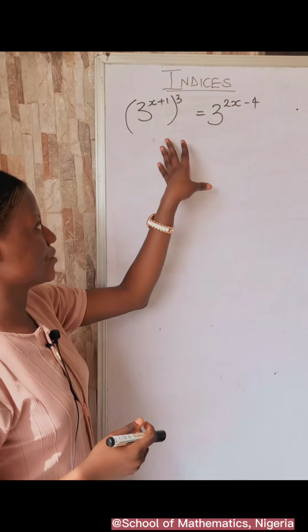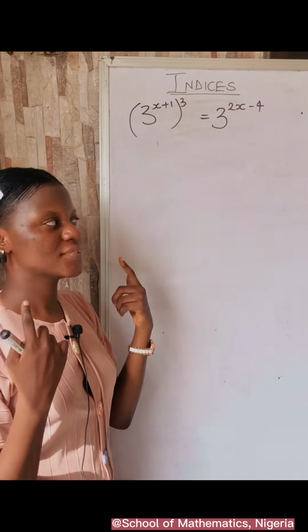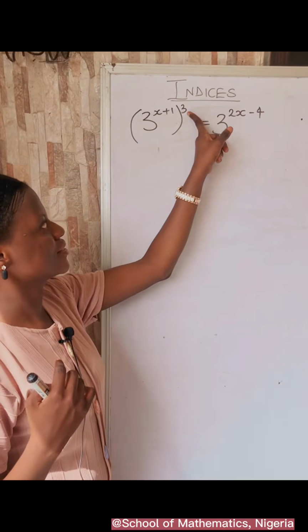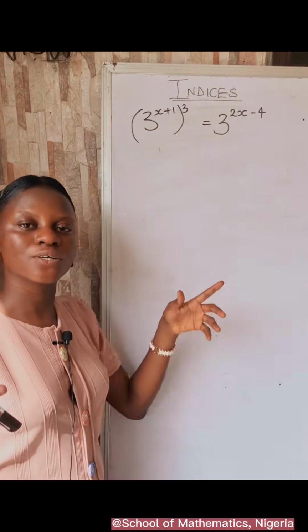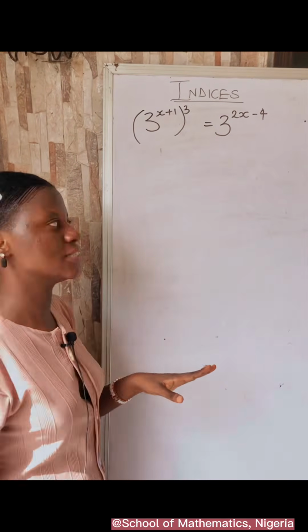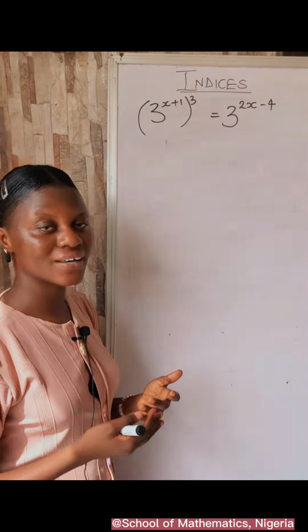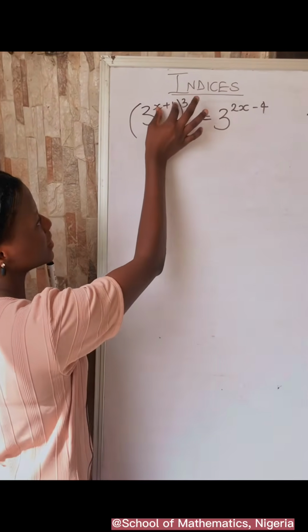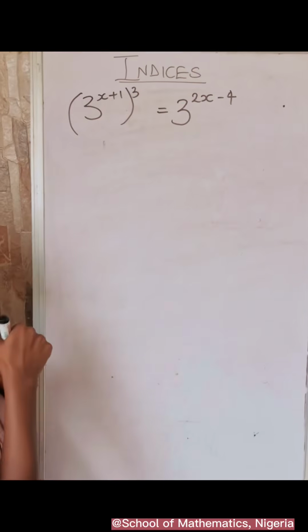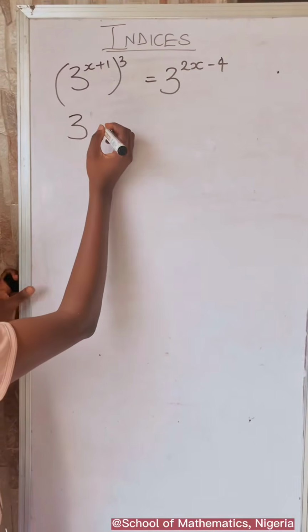So when you see a question like this, what comes to your mind? Yeah, we have powers and we have an equal sign, so it's equations involving indices. Now first things first, as always, deal with your bracket. Okay, so now we have this multiplying 3. Let's see how we'll do that.